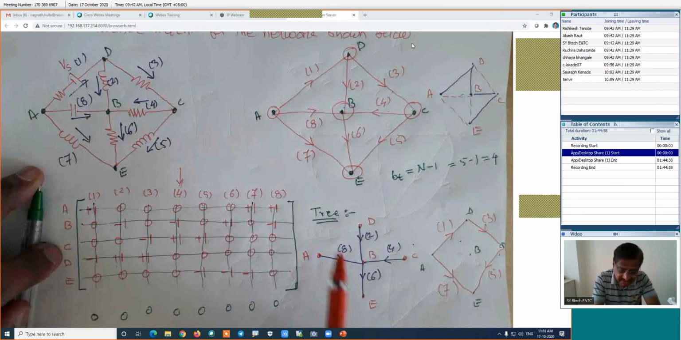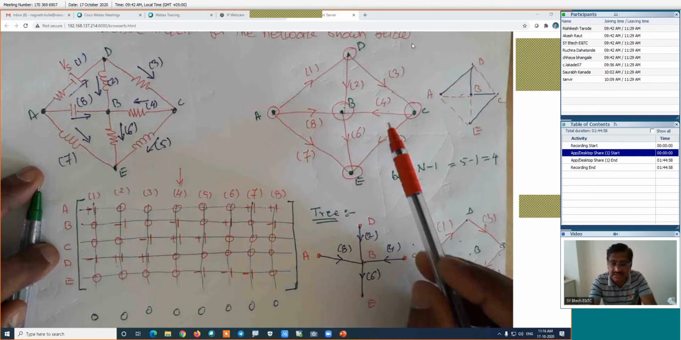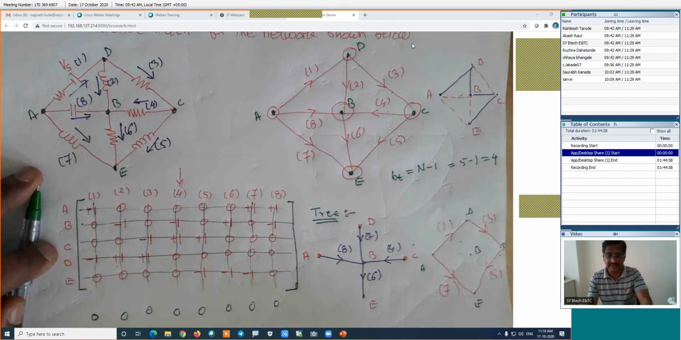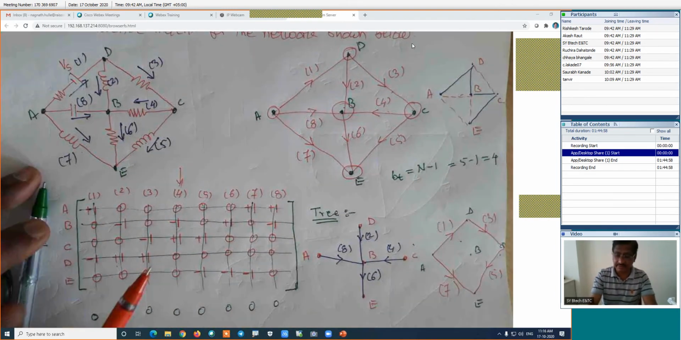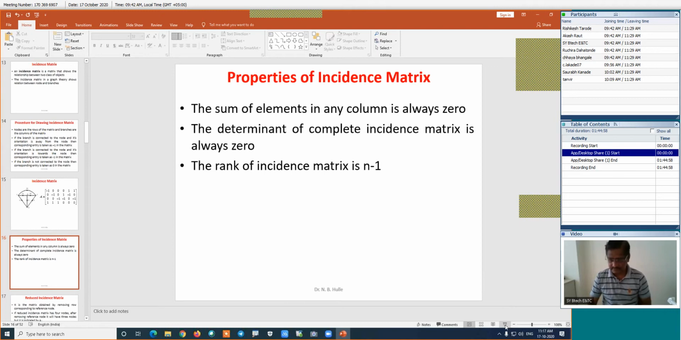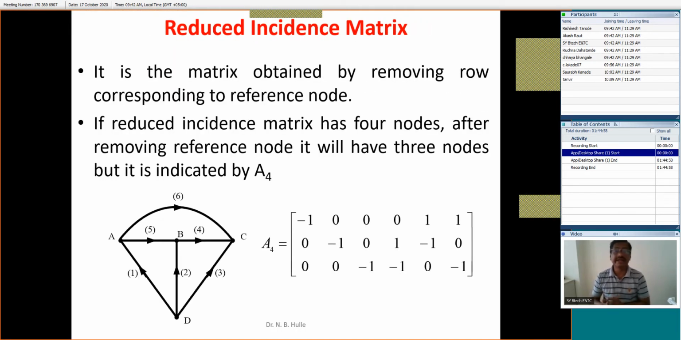This means if the incidence matrix is given to you, we can draw its graph. If the graph is given to us, then we can draw this matrix also, which is nothing but the incidence matrix. Is it right? That is about this incidence matrix. I will come back to you and discuss a new point in this case, which is the reduced incidence matrix.